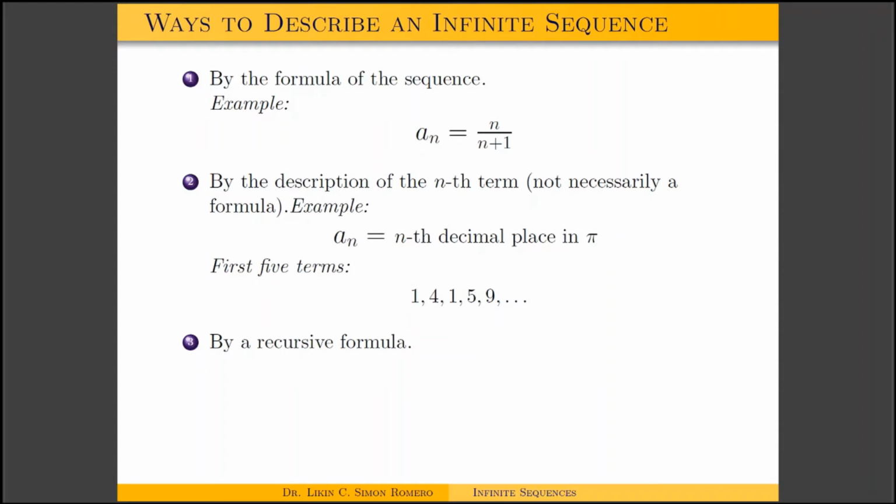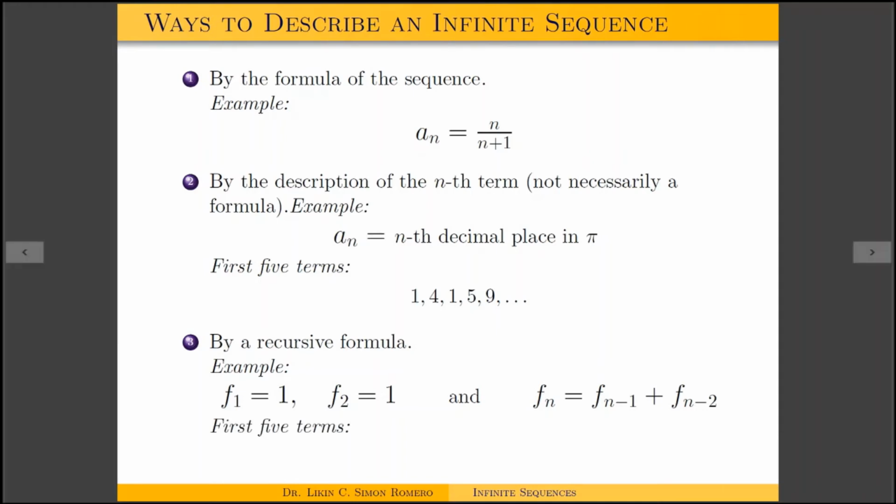All right, the third way that we can describe a sequence is by a recursive formula. For this one, we want to think about each term being described by terms that came before it. In this example, f of 1 is 1 and f of 2 is 1. So we know what the first two terms are. And then for all other n, f of n is f of n minus 1 plus f of n minus 2.